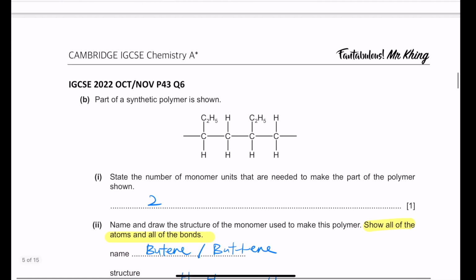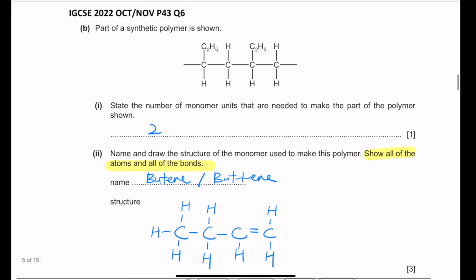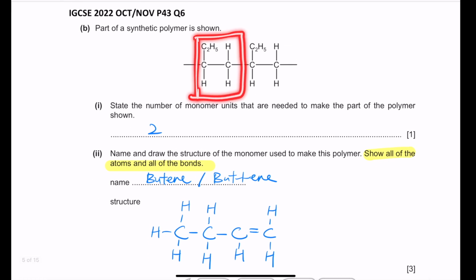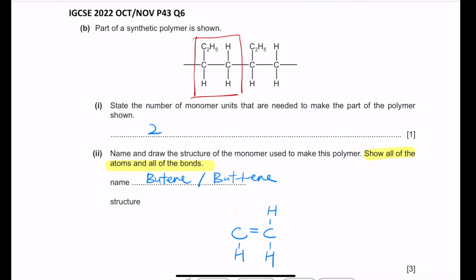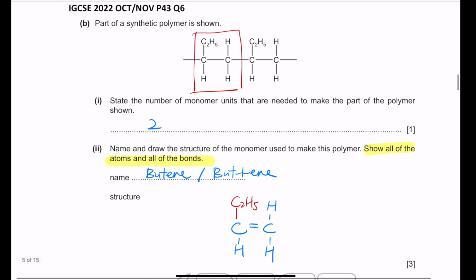Given here, show all the atoms and all the bonds. So initially this is how it looks like. Basically, just copy back everything. So you see, this is 1 repeat unit. Initially, this is how it looks like, C2H5. But you can see, you place back the double bond in between these 2 carbon. But you cannot leave your answer like this, because as mentioned here, show all the atoms and all the bonds. So you have to open up everything.